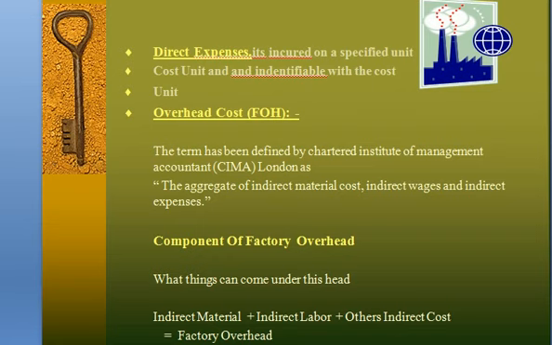Similarly, purchasing of the raw materials. Sometimes we purchase less raw material, sometimes we are purchasing more. So indirect materials, these are the examples of the variable overheads.